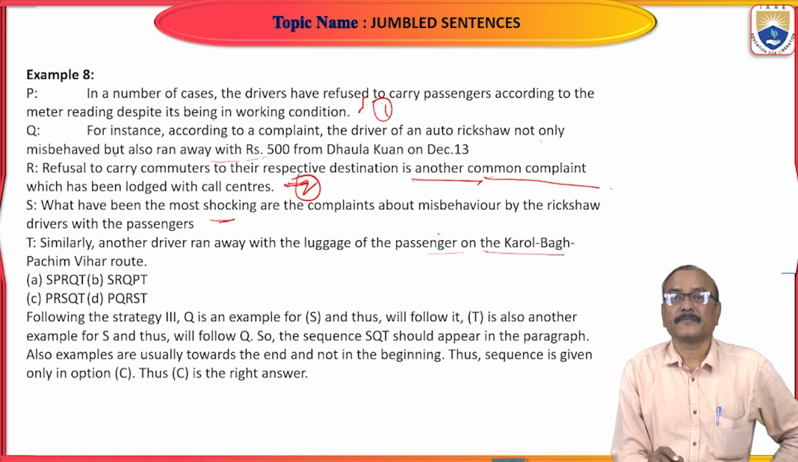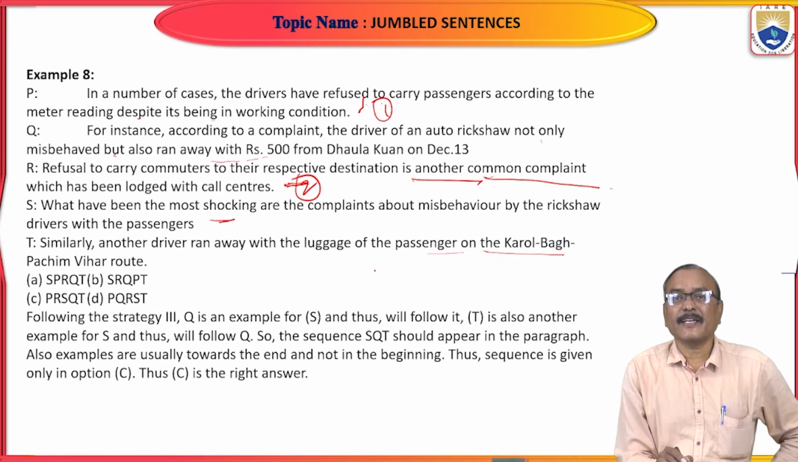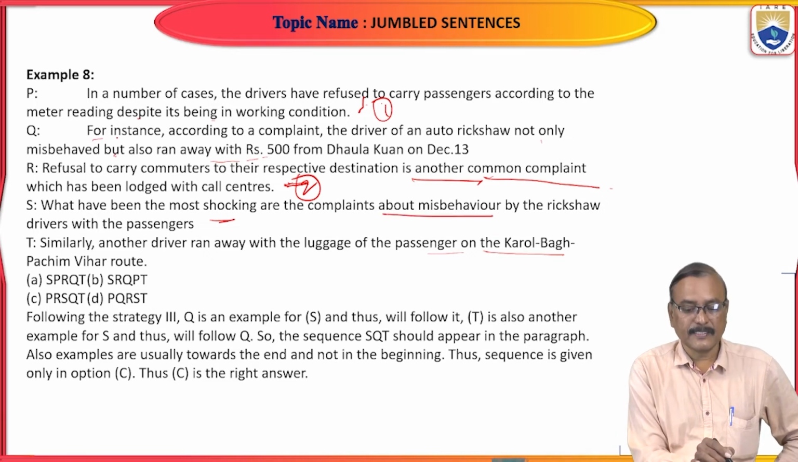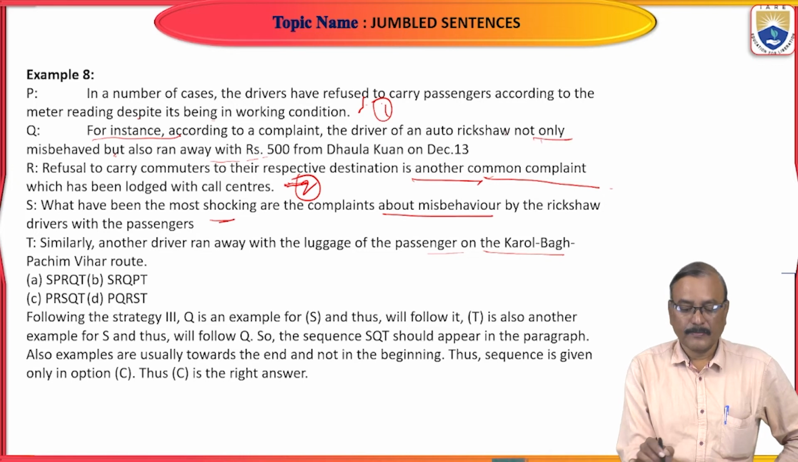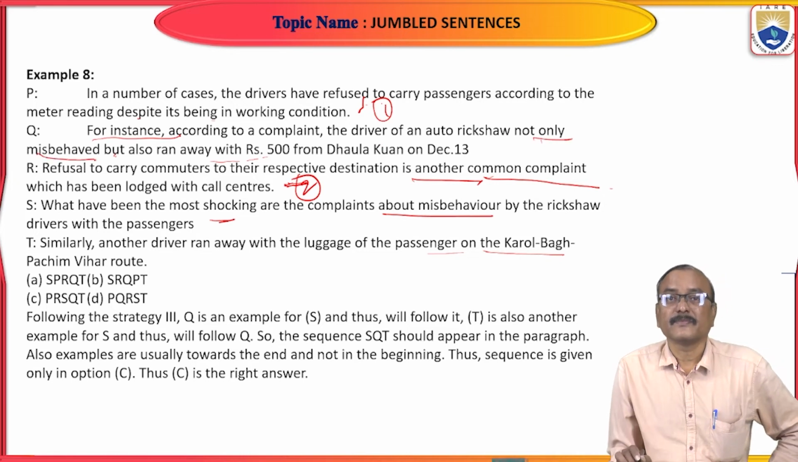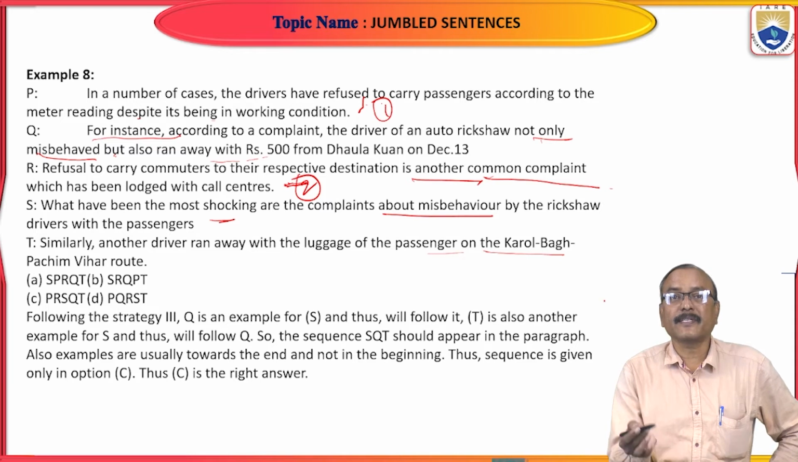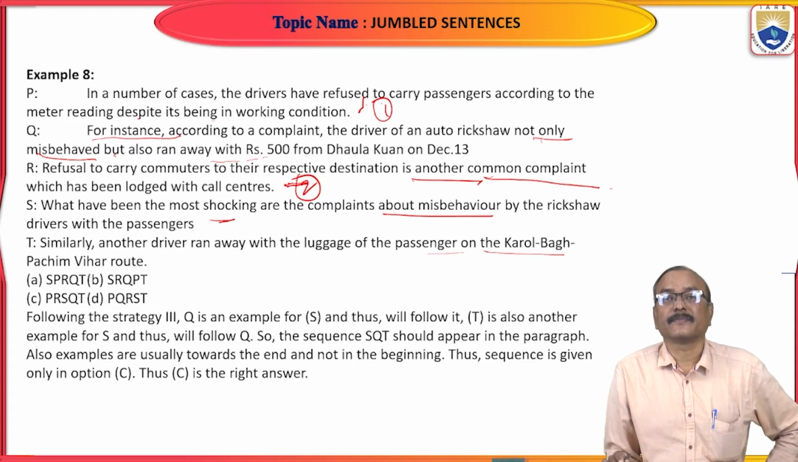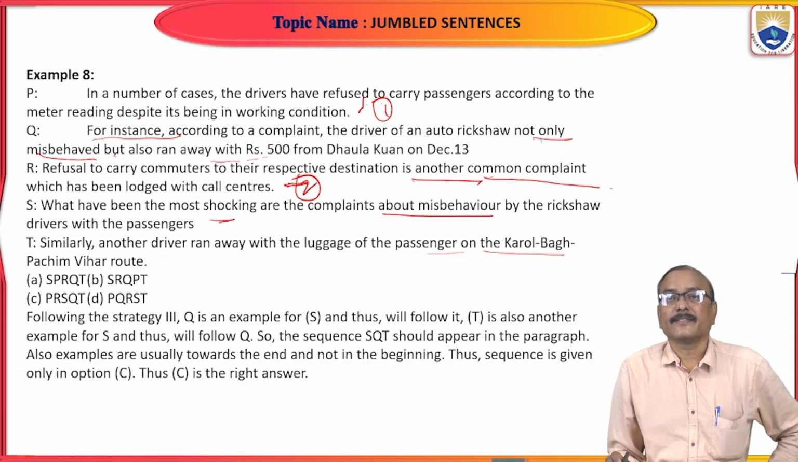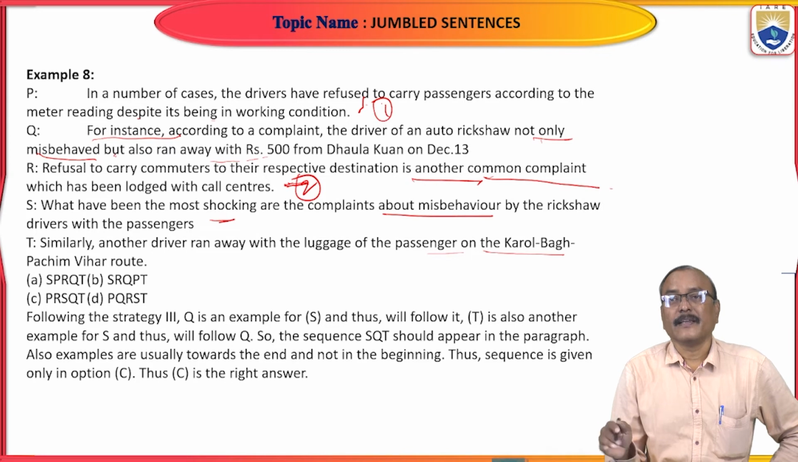See here. Then between Q and S, what is that here? What have been the most shocking are the complaints about the misbehavior. And this is the example for misbehavior. Not only misbehavior. So Q should come after S. Right? So P is the first sentence. R is another common complaint here, or the second sentence.